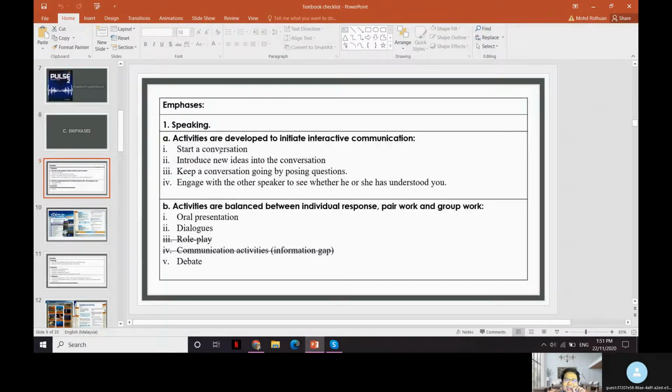For speaking skills, activities are developed to initiate interactive communication. Students are encouraged to start a conversation, introduce new ideas into the conversation, keep a conversation going by posing questions, and engage with the other speaker to see whether he or she has understood you. Activities are balanced between individual response, pair work, and group work. Some of the examples include oral presentation, dialogues, and debate. However, role play and communication activities such as information gap are not available in this unit.